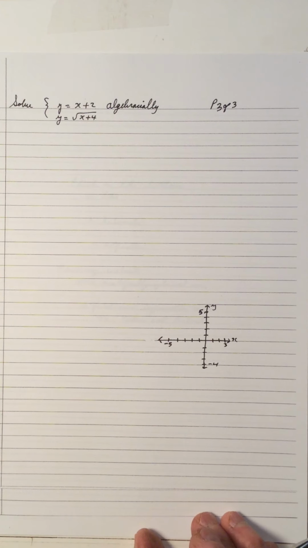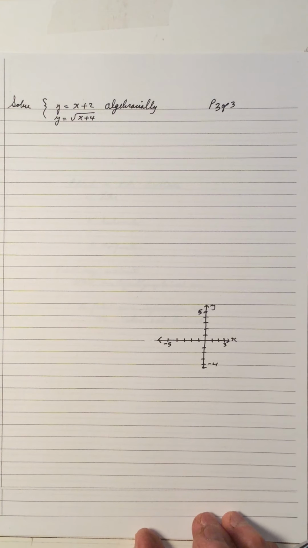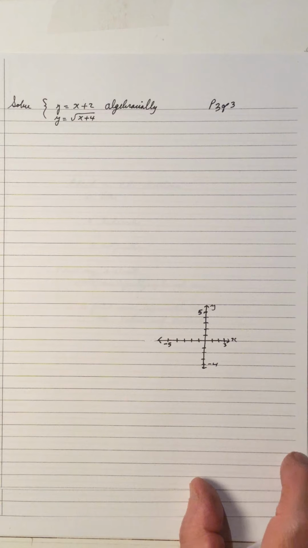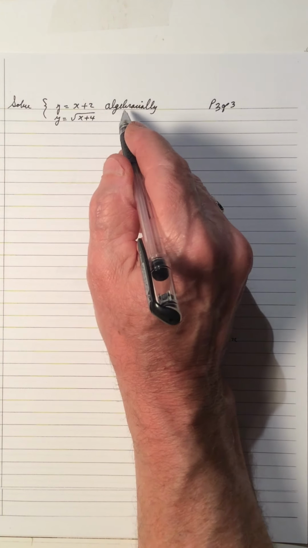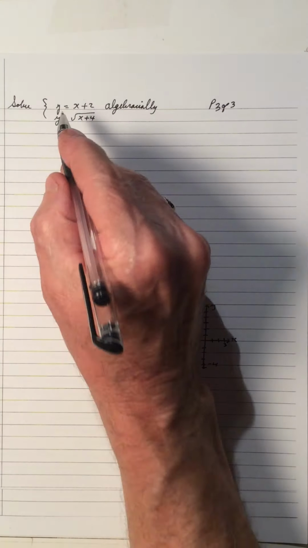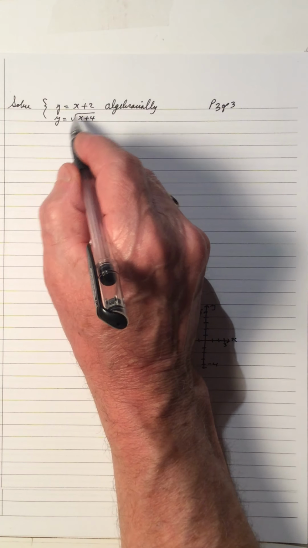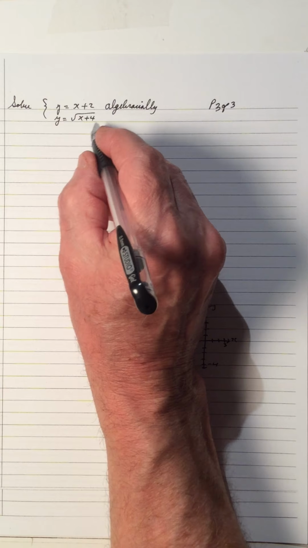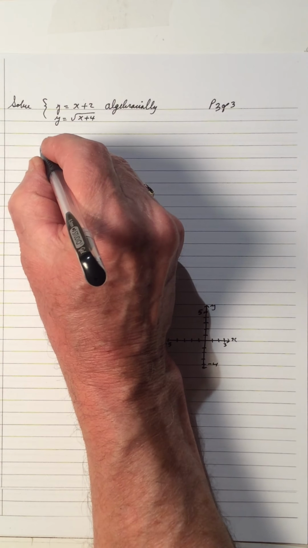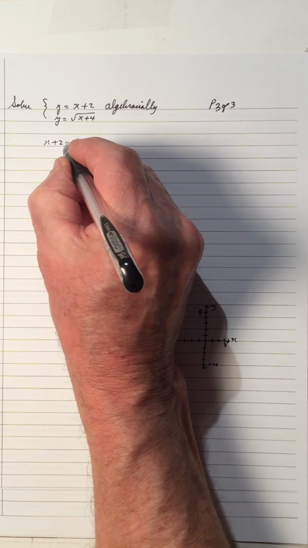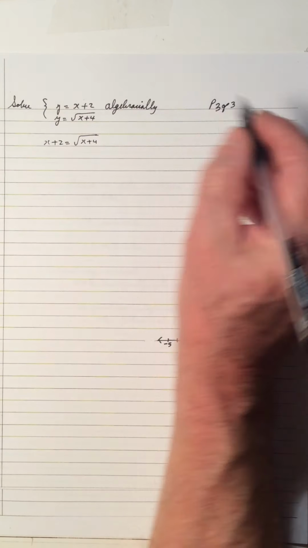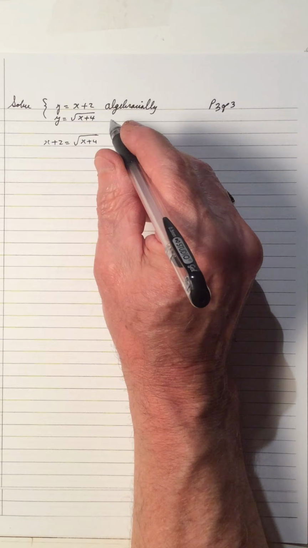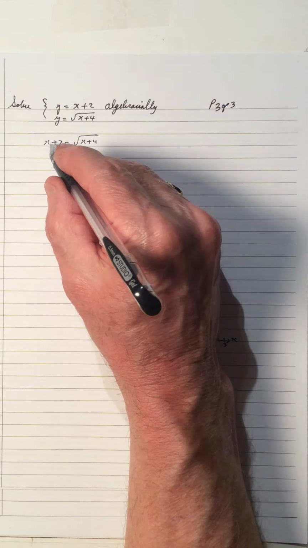Now I'm going to demonstrate why, or how come, we have an extraneous root. Let's take the same two equations and solve them algebraically. Notice these two equations are the same as the ones we just had, but when you solve algebraically, you let x plus 2 equal the root of x plus 4. So now we're solving it algebraically, and that means we have an equation.